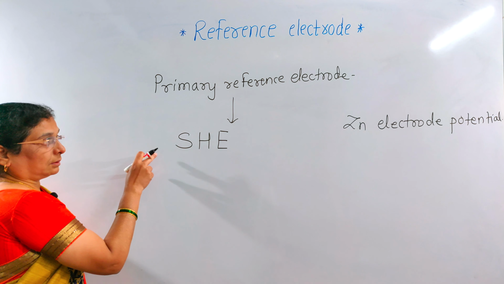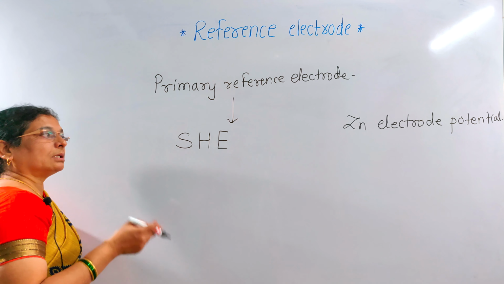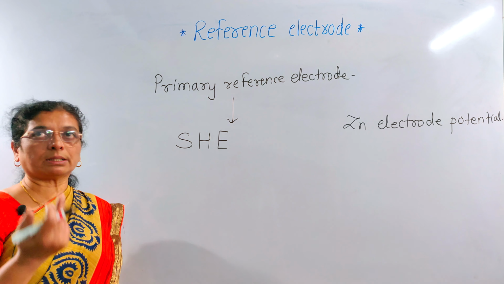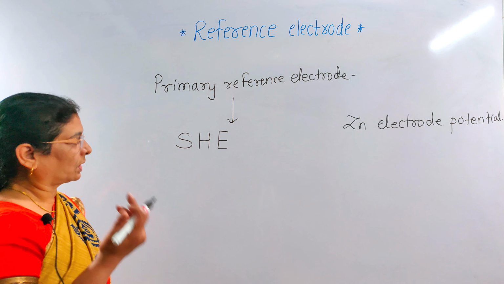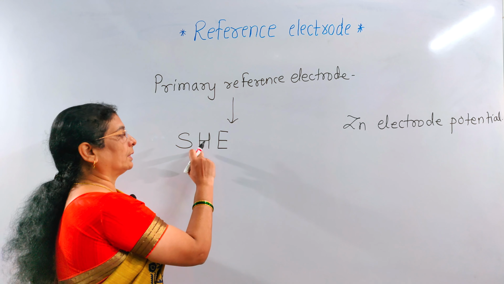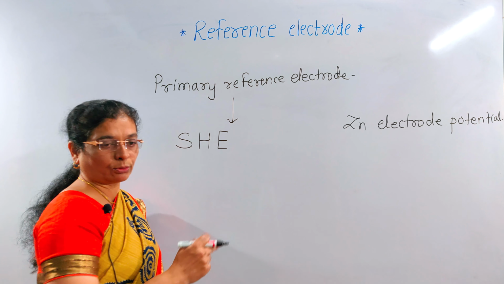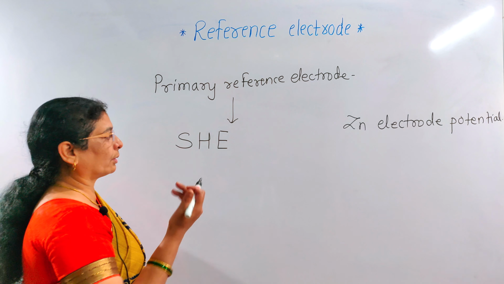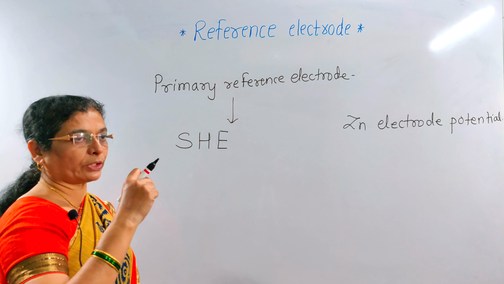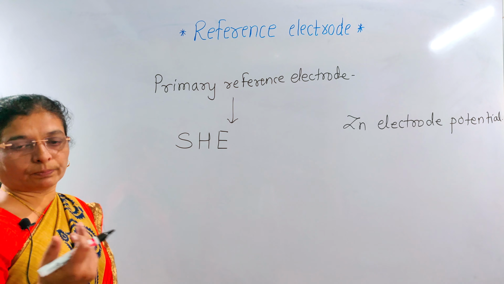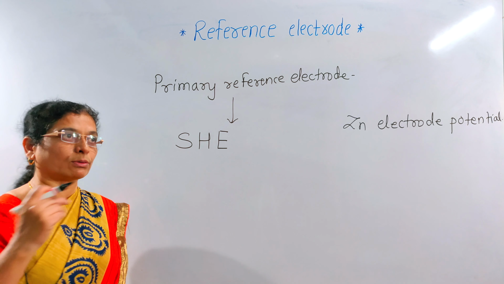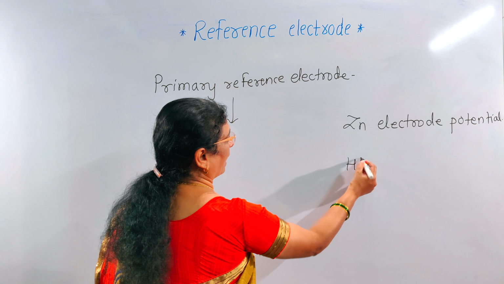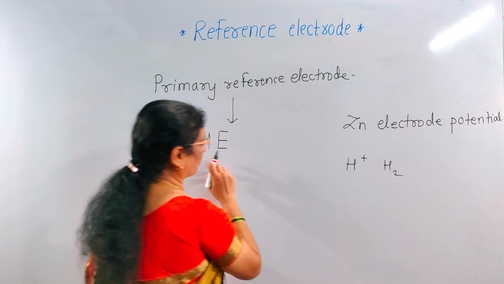Here you know that electrode potential is the measurement of the tendency of the electrode to get oxidized or to get reduced. Now here, if the reduction potential is more, you can say that the element has more tendency to get reduced. If the reduction potential is less, you can say that the element has less tendency to get reduced. Like this, hydrogen, if you consider H plus ions and H2 molecules, how can the hydrogen electrode be prepared?